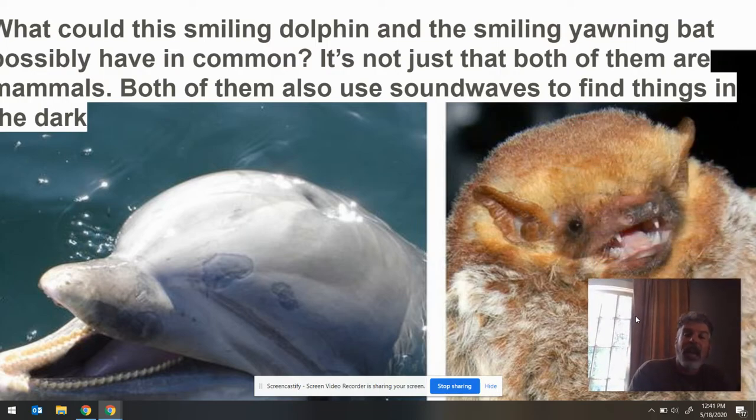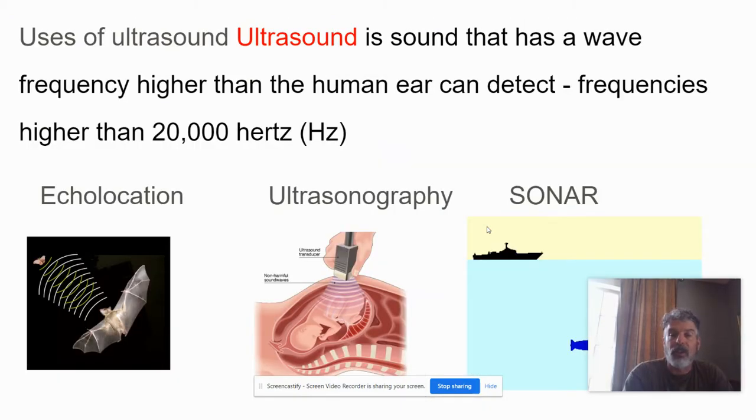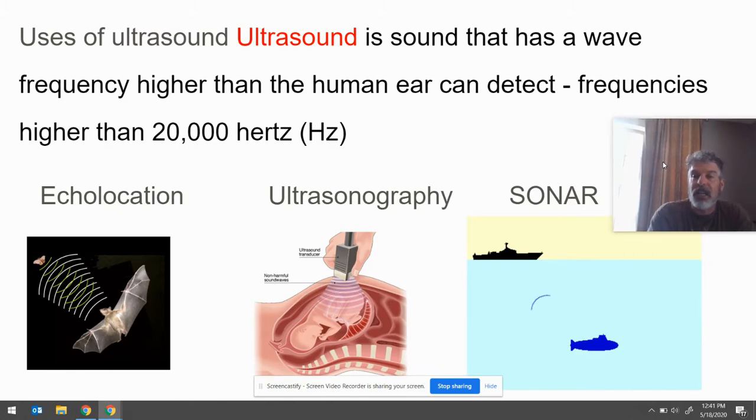Another thing we could talk about with sound is using sound waves. One of the ways that sound waves are used is what is called ultrasound. So how are sound waves used? Well, one of the ways is, by nature, echolocation. Some organisms have figured this out through natural selection. We use it in the medical community, which is called ultrasonography, and in military use, and now civilians use it too, which is called sonar.